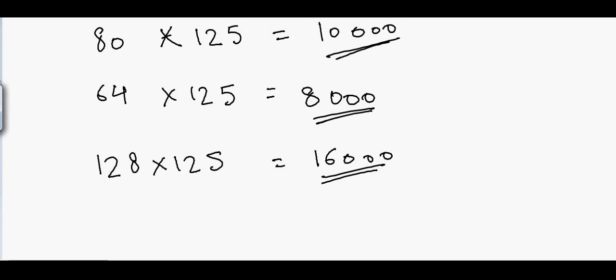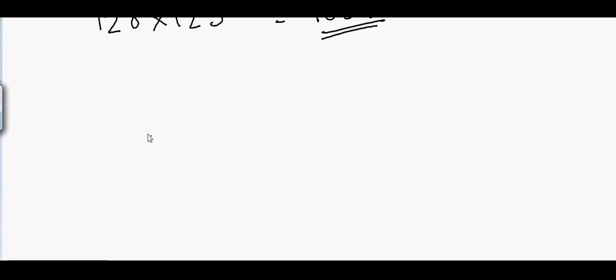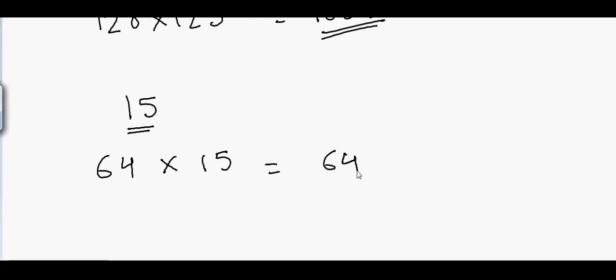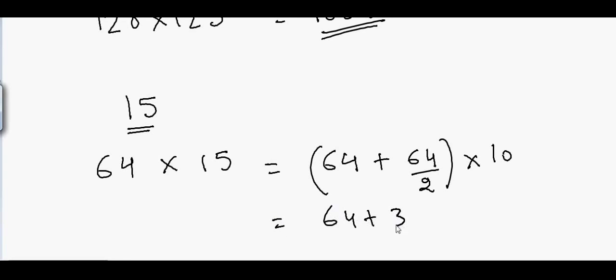Now let's go to multiplication by 15. In case of 15, this is a little different. Suppose we have 64 and want to multiply it by 15. In this case, what I will do is take 64 and then add 64 divided by 2 to it, and then multiply by 10. So that will be equal to 64 plus 32 into 10, and that's equal to 960, right?